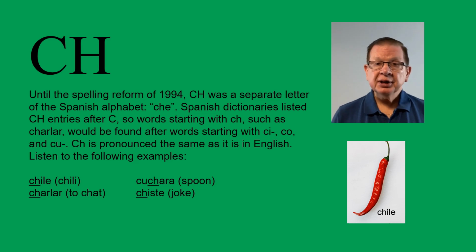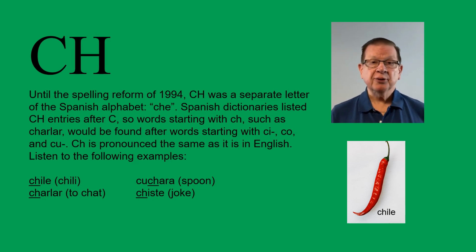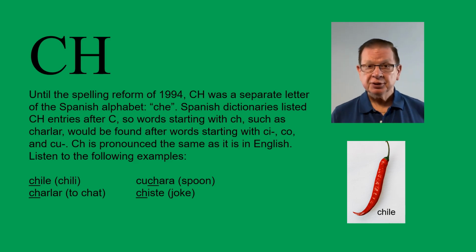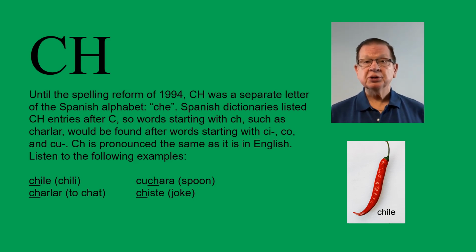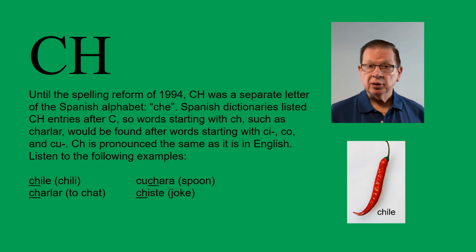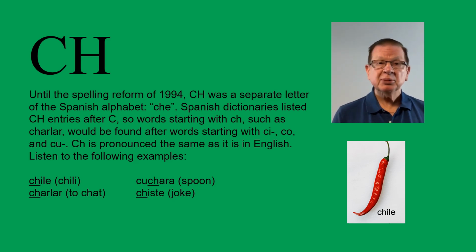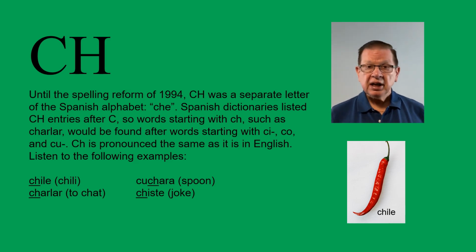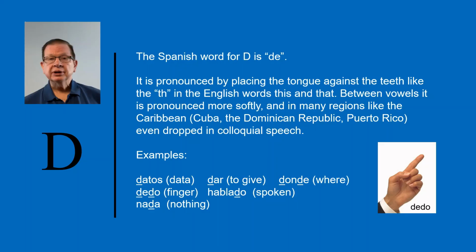CH. Until the spelling reform of 1994, CH was a separate letter of the Spanish alphabet, che. Spanish dictionaries listed CH entries after C, so words starting with CH, such as charlar, would be found after words starting with CI, CO, and CU. CH is pronounced the same as it is in English. Listen to the following examples. Chile, cuchara, charlar, chiste.